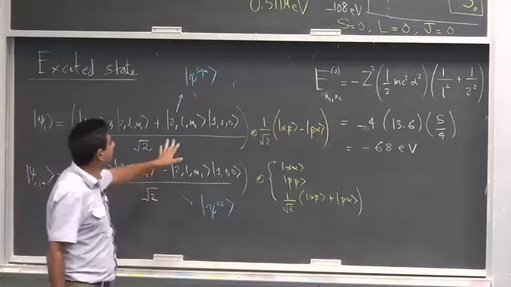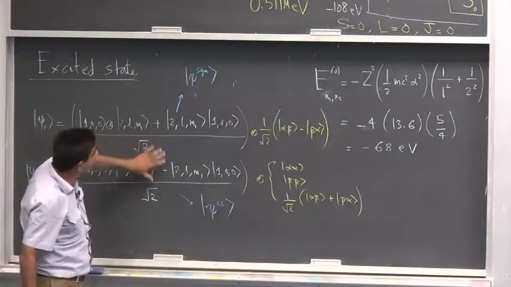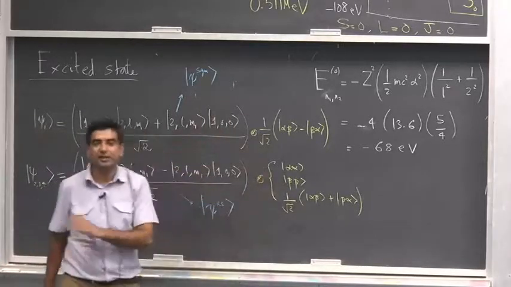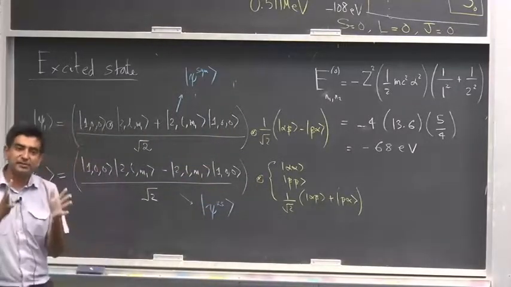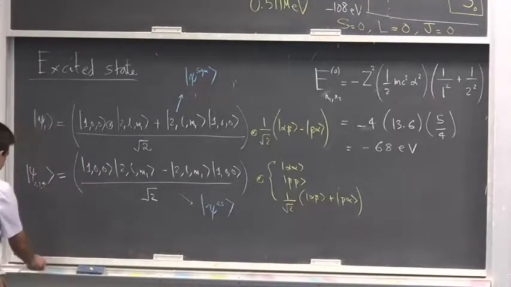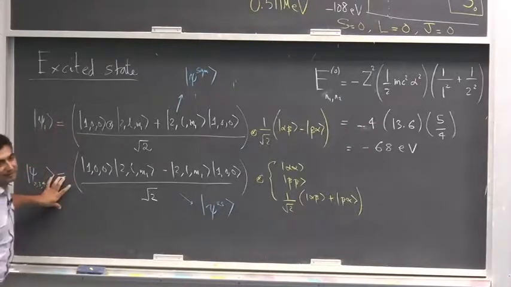Because L and ML can take up all the values, 0 and 1, ML. So there are 4 kinds of this state, 4 kinds of this state. 4 times 3 is 12, plus 4 is 16. So I have 16 possible states. Now what I need to do is calculate the first order corrections to the energy, and I can do them separately for the singlet and for the triplet.